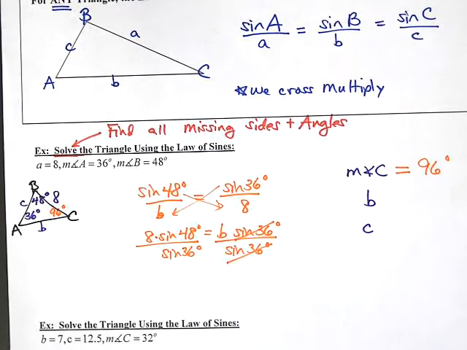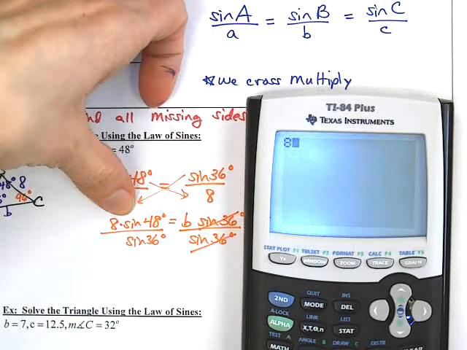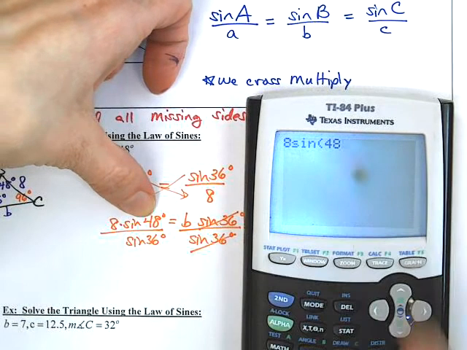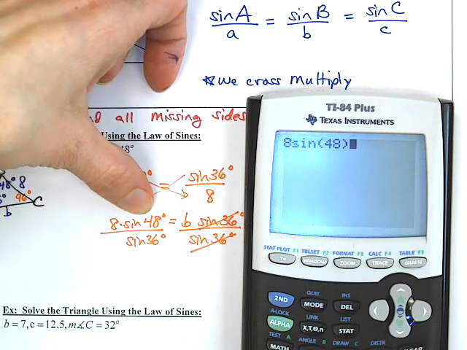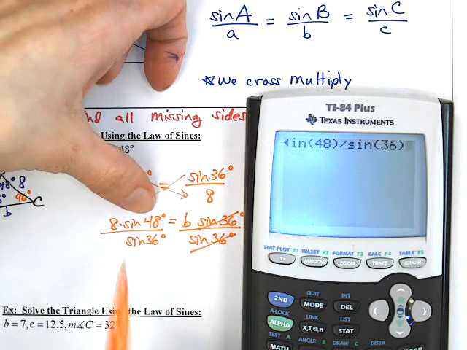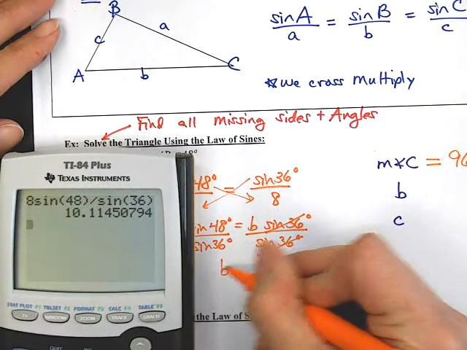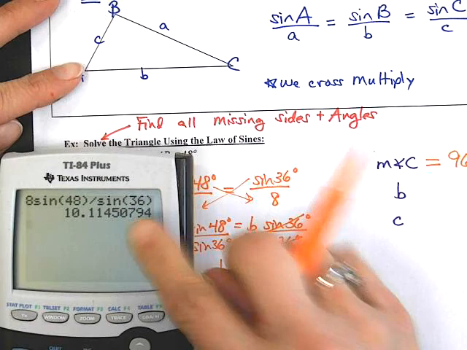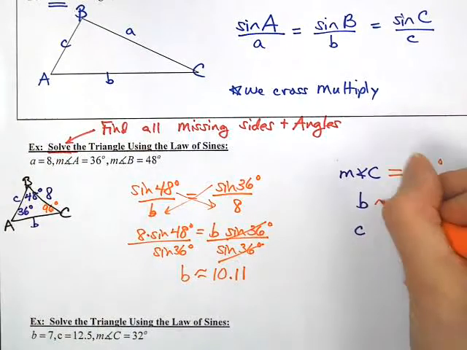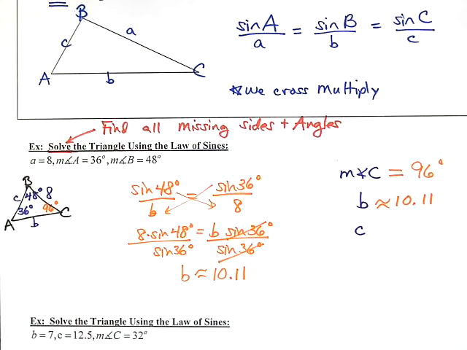All right, it is calculator time. Okay, so we'll go ahead and pick up our calculator. And 8 times the sine of 48. It is very important, especially for these, that we close the parentheses. Stop the sine function. Then we'll divide by the sine of 36. Okay, you could also use the fraction button on the calculator if you want. And little b is approximately 10.11. Okay, so we could fill in our chart here. This is an approximate answer, so use the squigglies. And we've got one side to go.